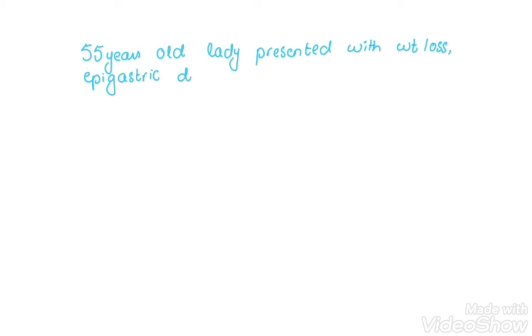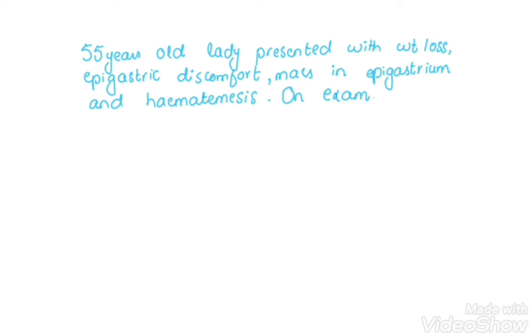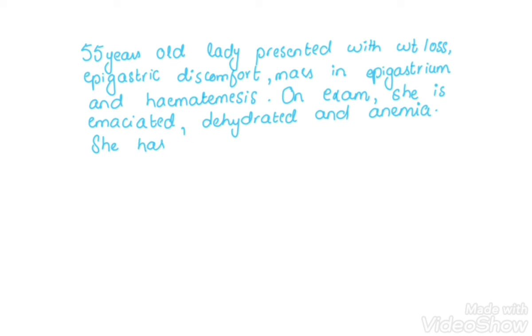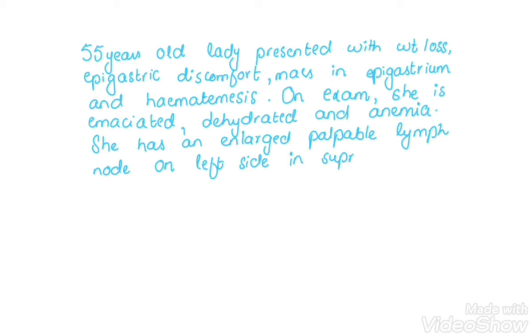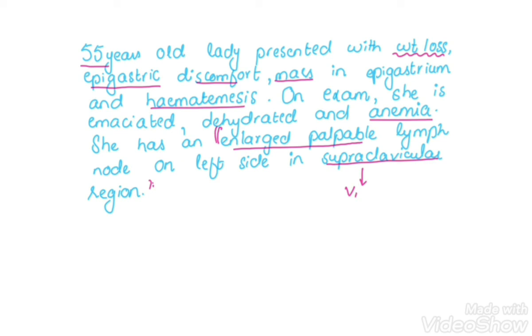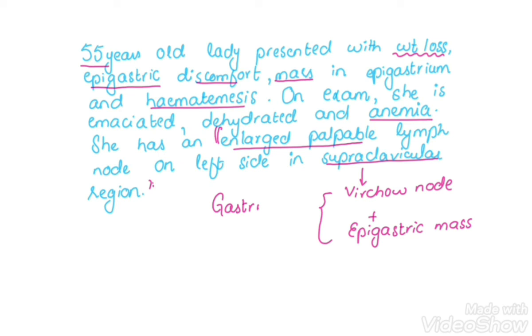A 55 years old lady presented to the surgical department with epigastric discomfort, epigastric mass, and hematemesis. On examination, she is emaciated, dehydrated, and anemic. She has an enlarged lymph node in the supraclavicular region. These are the important hints. The most important of them include mass in epigastrium and an enlarged supraclavicular lymph node, also known as Virchow node. This means that it is gastric carcinoma.